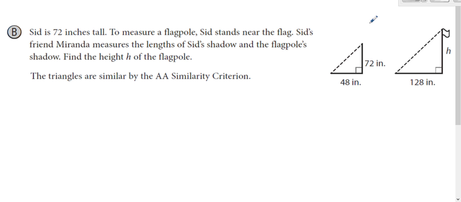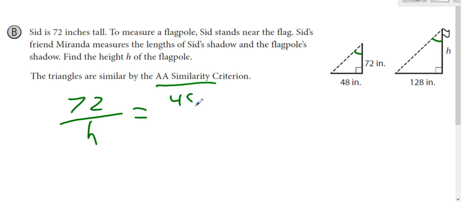So if Sid is 72 inches tall, we're going to measure the flagpole by standing near the flag and then measure the length of their shadow and the length of the flagpole shadow. So if we're trying to find the height, since the sun is hitting them at the same time of day, the angles will be the same. So it's angle-angle similarity, which means we can set up the proportion with corresponding sides. So let's take 72 over h equals 48 over 128.